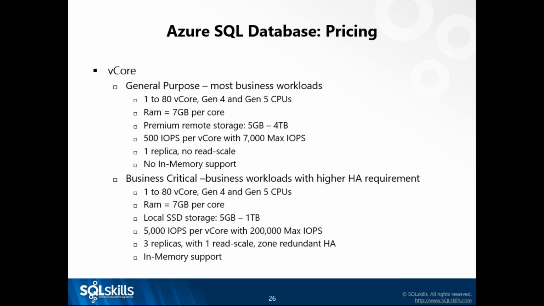When Managed Instance launched for public preview, we also had vCore introduced for Azure SQL Database. And we have a general purpose and a business critical. General purpose is anywhere from 1 to 80 vCore, business critical 1 to 80. You get 7 gig of RAM per vCore. Premium remote storage for general purpose, local SSD for business critical. So that's the big difference between the two.